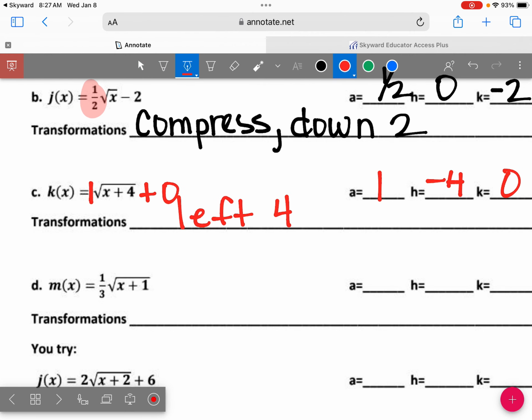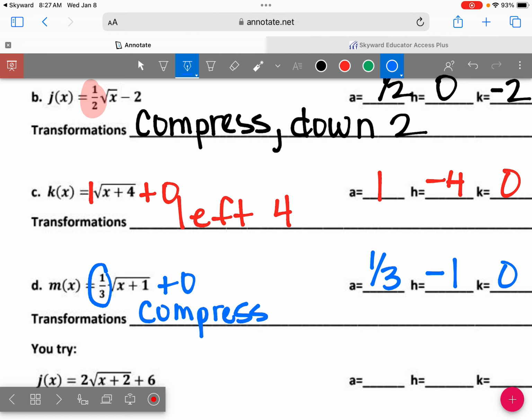For question D, your A value is 1/3. H is under the hood and you flip the sign, so that would be -1. And there is no number in the back, so that would be 0. So because A is 1/3, is that going to make it stretch or compress? Compress. And is it going to move left or right? Left. And it does not move up or down.